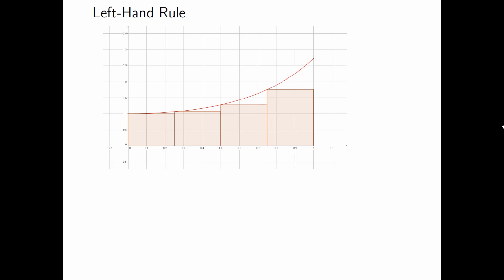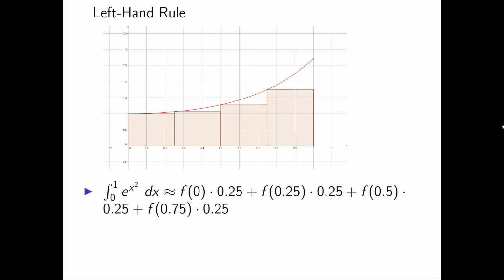Just a quick reminder, the delta x, the width of each of these, goes from 0 to 1, and we're going to stick with 4 rectangles throughout. So the delta x in this case is 0.25. Our integral from 0 to 1 can be approximated by, of course this is an approximation, f of 0, the height here, times the width, 0.25, then f of 0.25, f of 0.5 and f of 0.75, and they're all multiplied by that delta x.